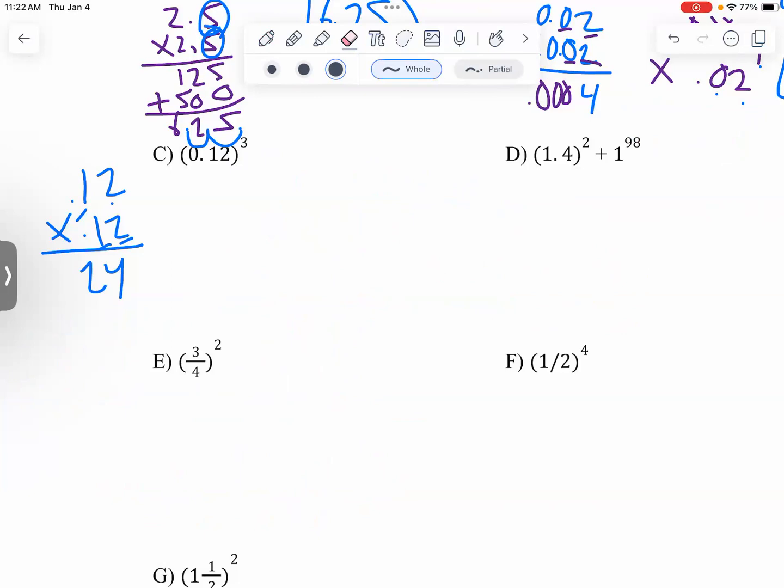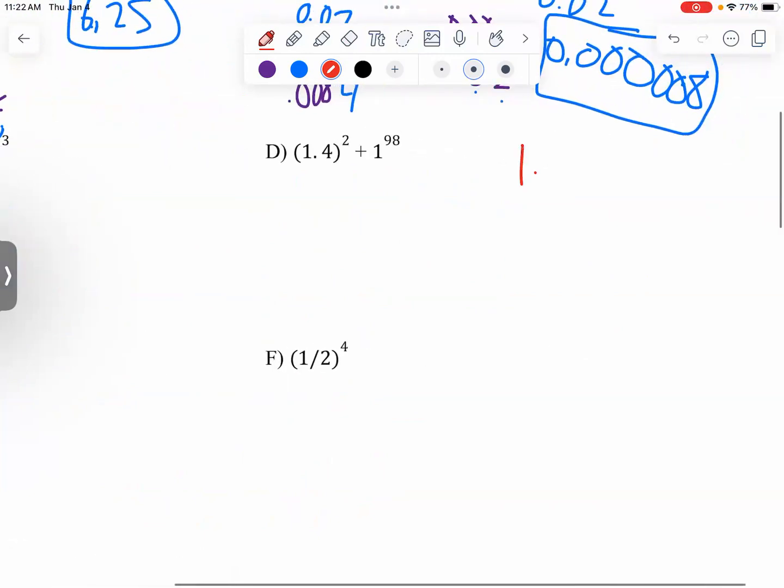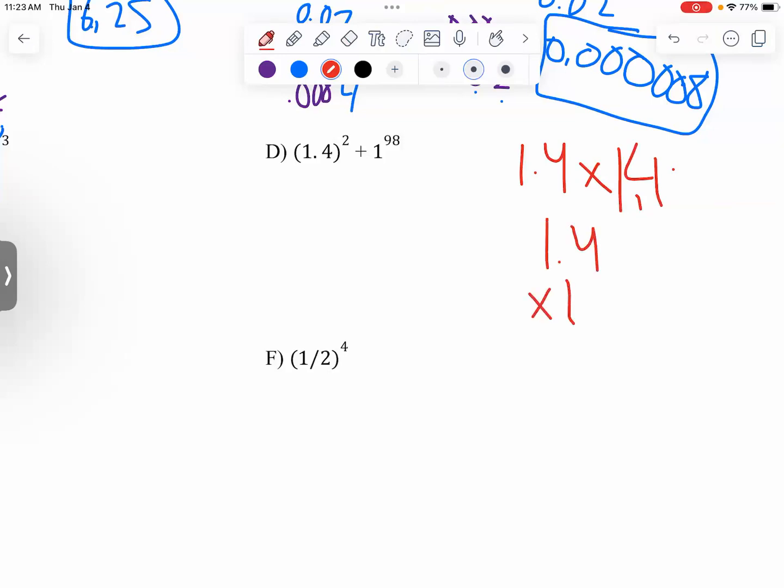All right, for D, we have a little bit of something different here. So we have 1.4 to the second power, 1.4 squared. So 1.4 times 1.4, okay? 1.4 times 1.4. So that's going to be 196. And then we're going to have this.